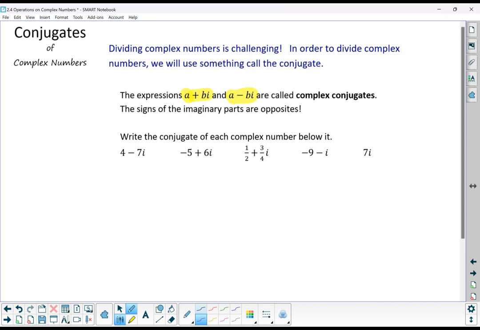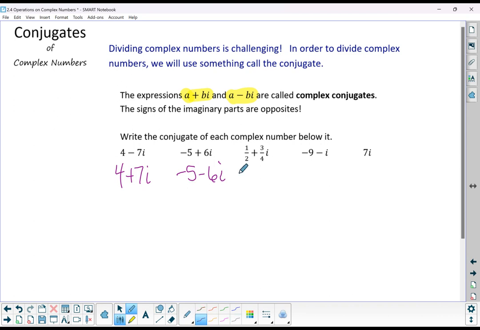So the complex conjugate for 4 minus 7i is 4 plus 7i. The conjugate for negative 5 plus 6i is negative 5 minus 6i. And you'll notice that the real part stays exactly the same: 4, 4, negative 5, negative 5. The part that changes is the sign of the imaginary part.